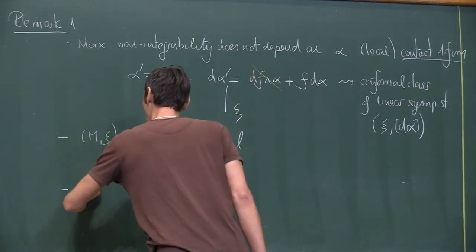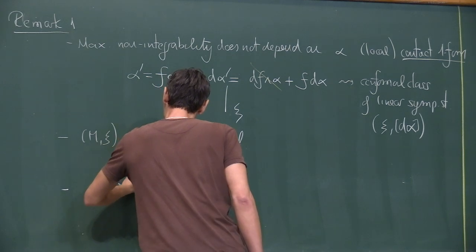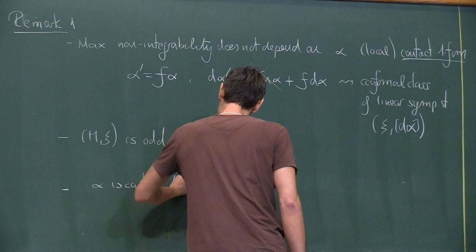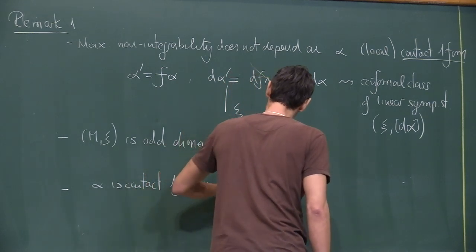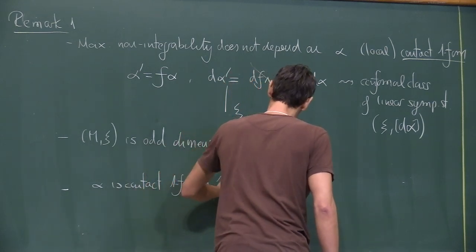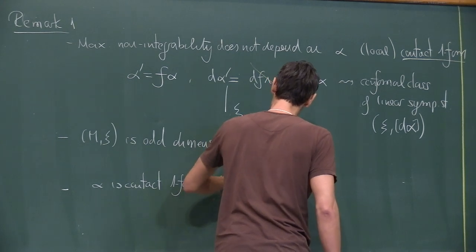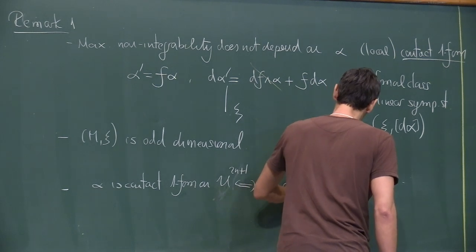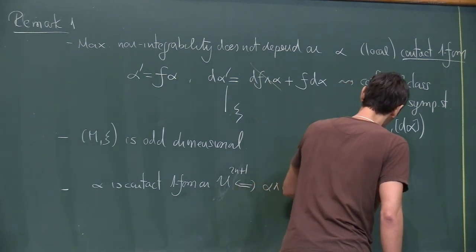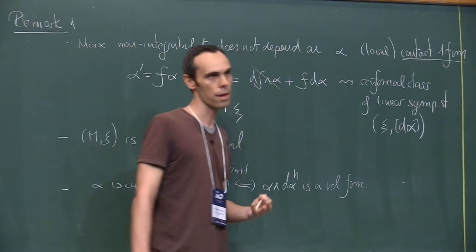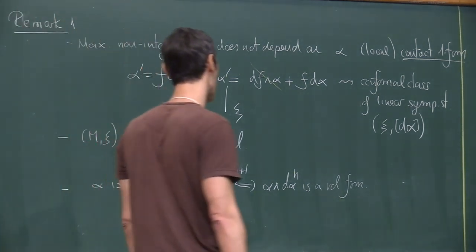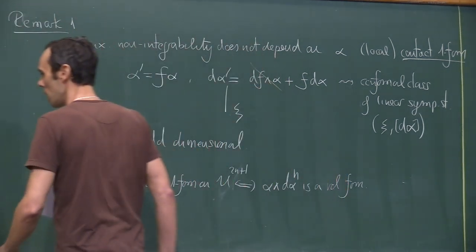So alpha is a contact one form, perhaps local, on M, or let's say on U, with U of dimension 2n plus 1, if and only if alpha wedge d alpha to the nth power is a volume form. Again, in analogy with the kind of computation or the kind of checks that you do when you want to make sure that a two form is a symplectic form on a manifold.